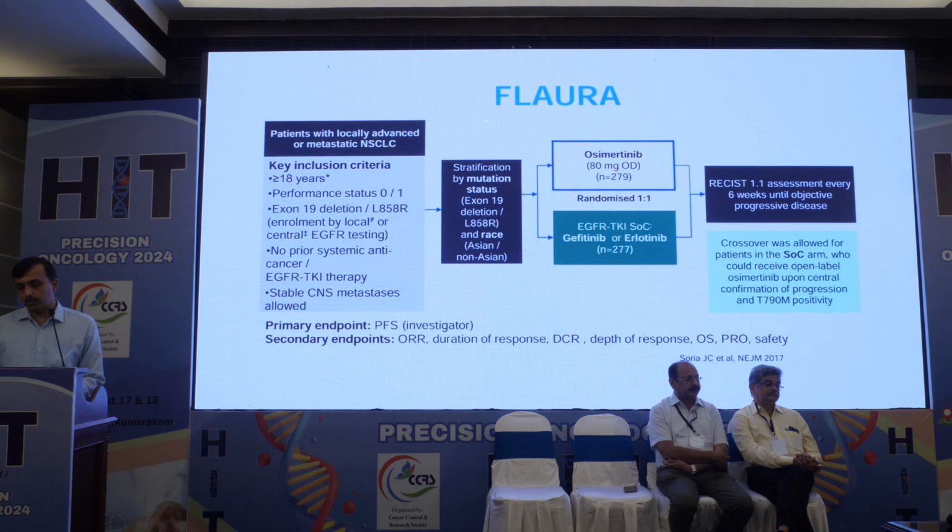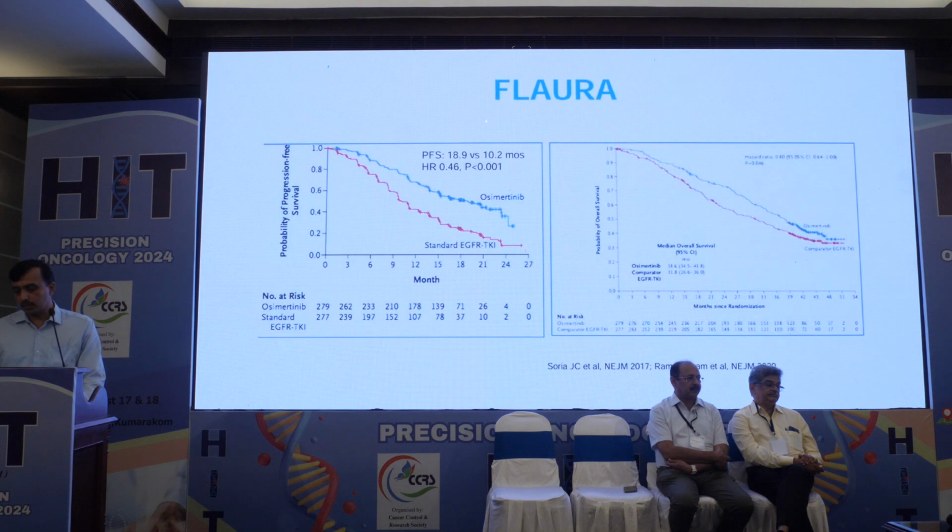So after this, FLAURA came. FLAURA was in an upfront setting, so no prior therapy was there. Osimertinib versus gefitinib or erlotinib was allowed because that was standard. FLAURA showed that the PFS was 18.9 months versus 10.2 months. So this actually cemented the position of osimertinib, and that is still continuing as the best TKI that we can offer to the patients, with 18.9 months PFS with osimertinib.